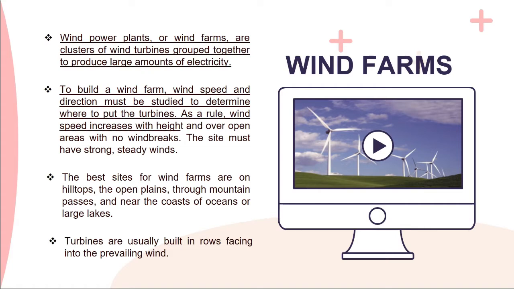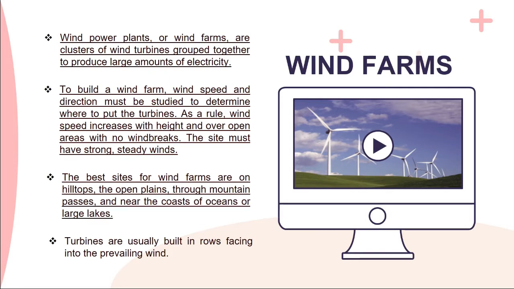As a rule, wind speed increases with height and over open areas with no windbreaks. The site must have strong and steady winds. The best sites for wind farms are on hilltops, the open plains, through mountain passes, and near the coasts of oceans or large lakes. Turbines are usually built in rows facing into the prevailing wind. Placing turbines too far apart wastes space. If turbines are too close together, they block each other's wind.